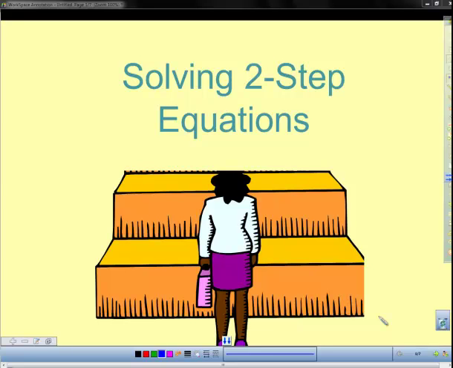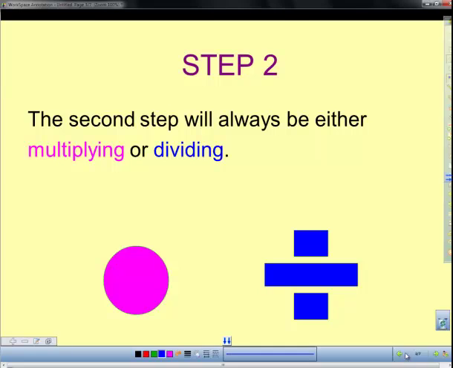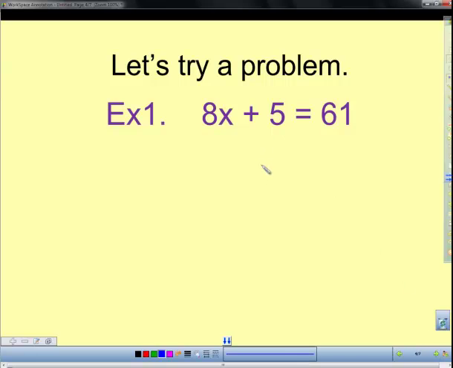Go ahead and take Cornell notes over solving two-step equations. The first step will always be either adding or subtracting. And the second step will always be multiplying or dividing. Okay, so we're going to try this problem first.